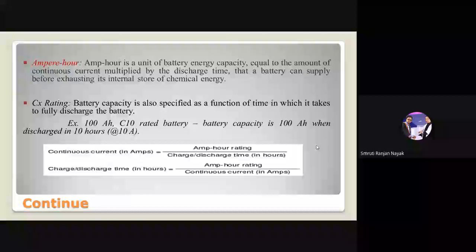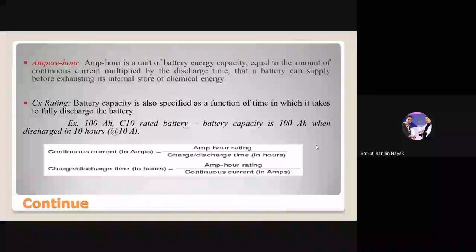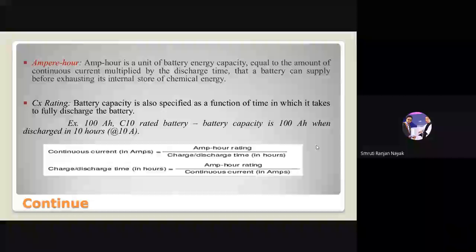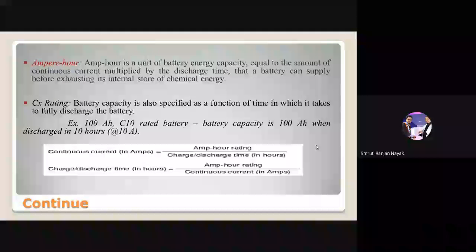Then the CX rating, the rating of the battery. Battery capacity is also specified as a function of the time it takes to fully discharge the battery. That means for a 100 ampere hour battery with C10 rating, the battery capacity is 100 ampere hour when discharged in 10 hours, that means at the rate of 10 ampere. So if you say it is a 100 ampere hour battery, at that time you have to focus on what is 100 ampere hour. That means current 10 ampere and it will discharge in 10 hours.